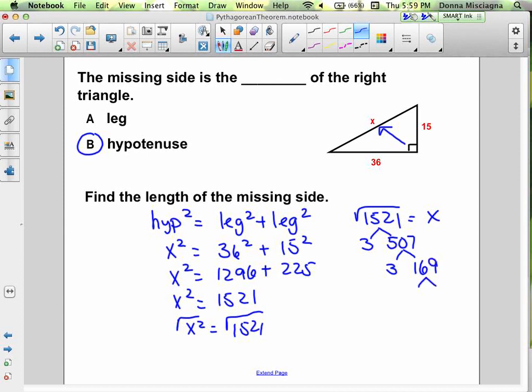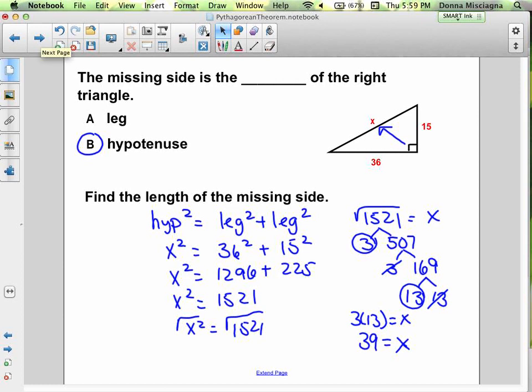Well, 169, it's not divisible by 3, but it is 13 times 13. And so look, that was a perfect square. It just wasn't 1. That was probably immediately recognizable. So 1, 3 comes out, 1, 3 goes away, 1, 13 comes out, 1, 13 goes away. So 3 times 13, or 39, is our hypotenuse. Look at that. A perfect square there. Right? So that's our missing hypotenuse.